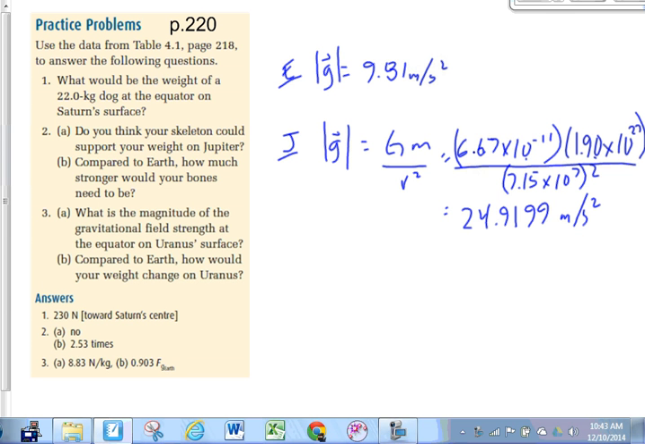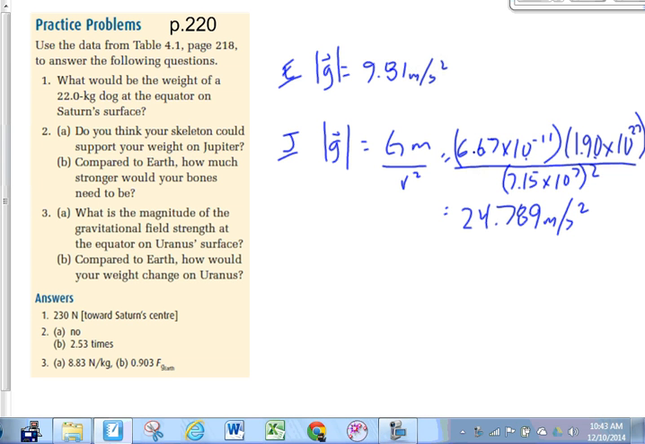I didn't remember that, to be honest. Let's just double check that. So it looks like it is 24.789 newtons per kilogram or meters per second squared. Regardless, I was pretty close, right?